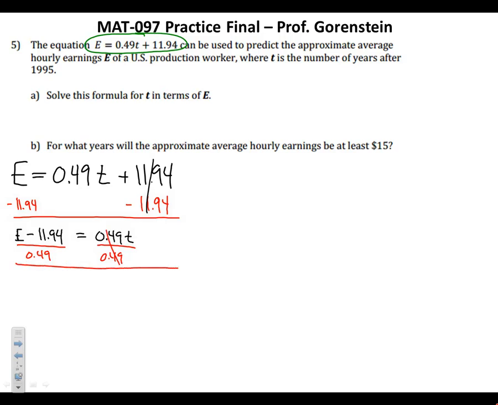And on the left hand side, this is probably the best way to express the expression. So we'll have T is equal to E minus 11.94 all divided by 0.49. So that's the relationship between E and T in terms of the variable T. As soon as you have T by itself, you're done.